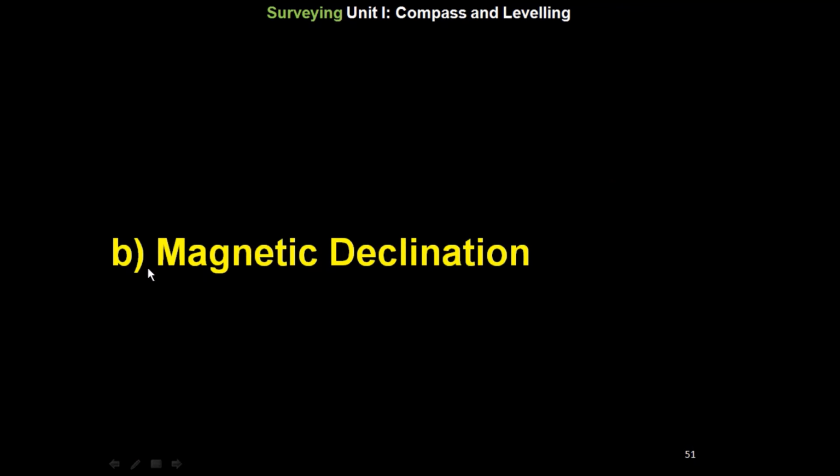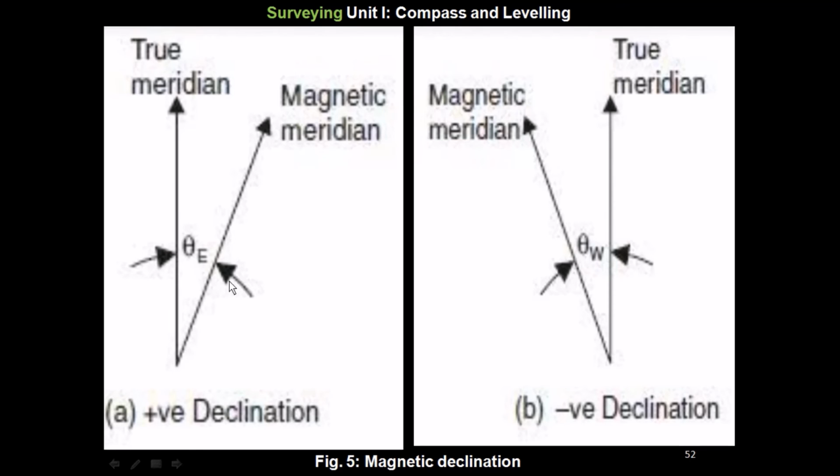Now we will see the magnetic declination. So here we can see the figure showing the magnetic declination. This is the positive declination. This is the true meridian. This is the magnetic meridian, and whatever this theta is, this is called positive declination. Then here we can see another figure where the negative declination is there. The true meridian is there and the magnetic meridian is towards the left hand side. So it is called the negative declination.